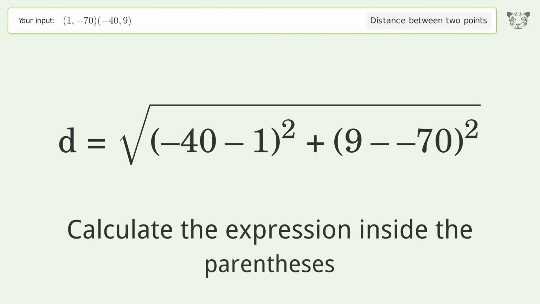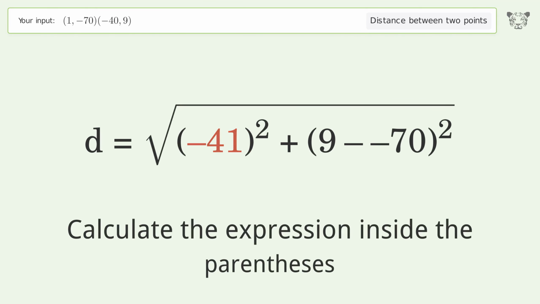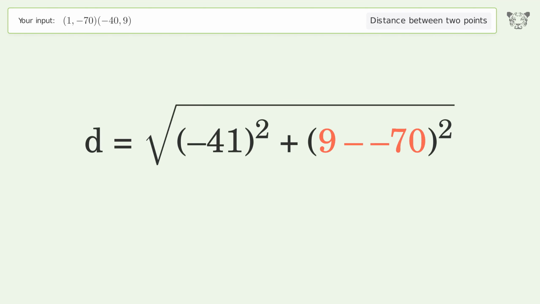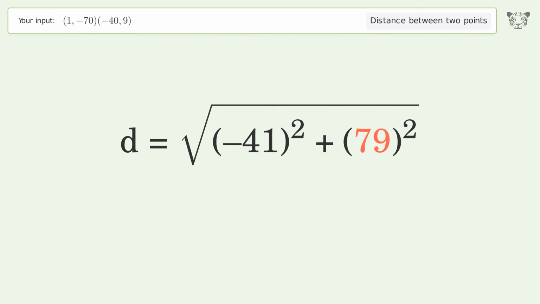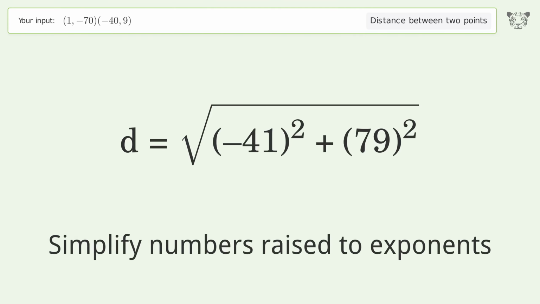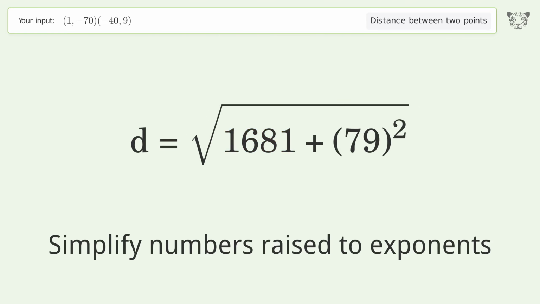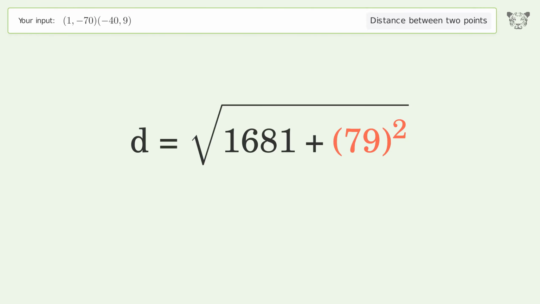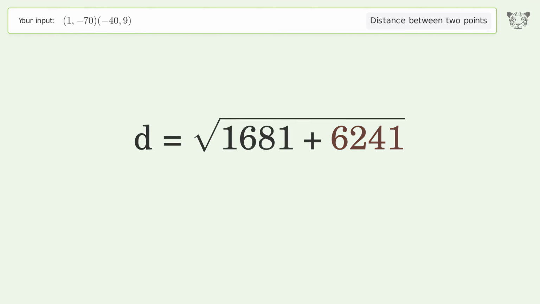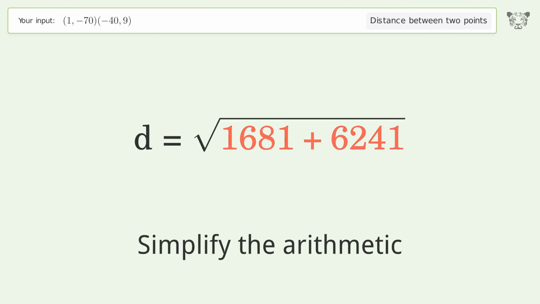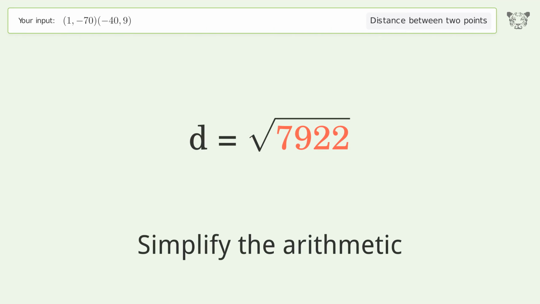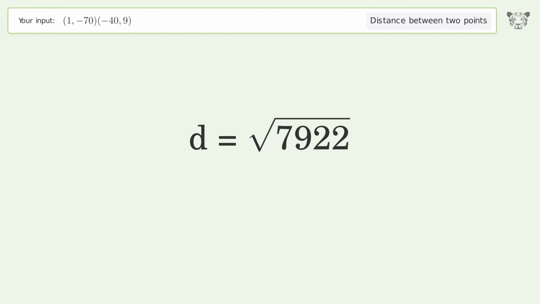Calculate the expression inside the parentheses. Simplify numbers raised to exponents. Simplify the arithmetic. And so the distance between the 2 points is the square root of 7,922 or 89.006.